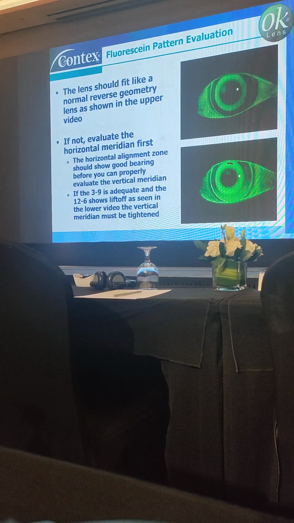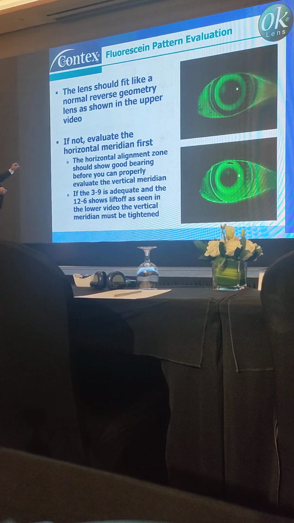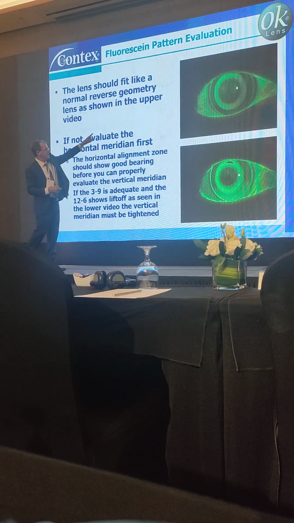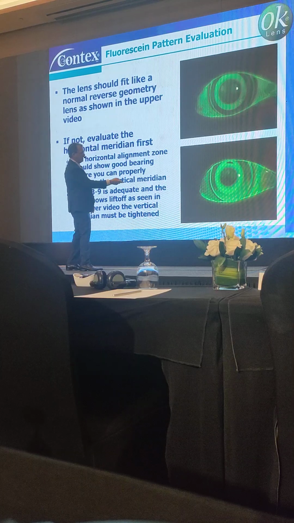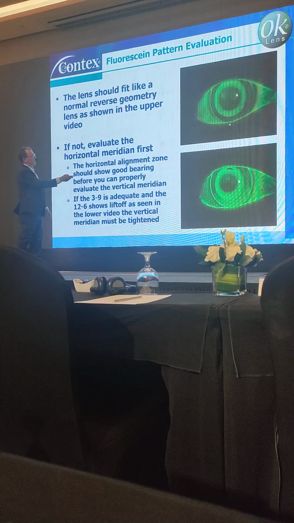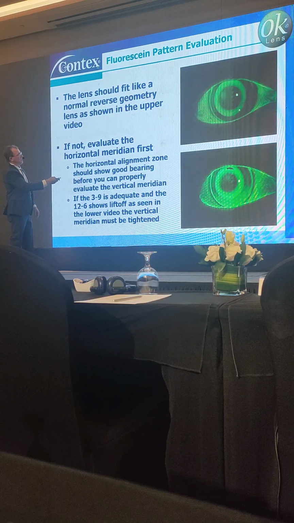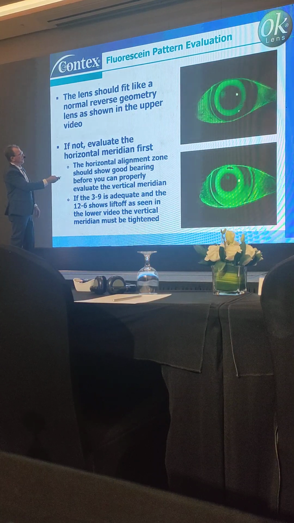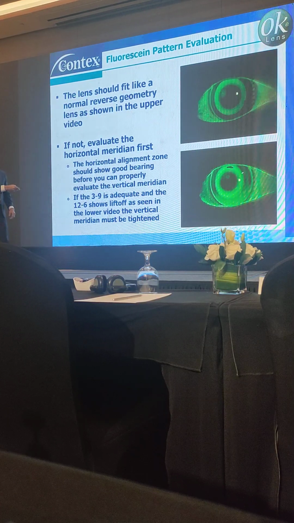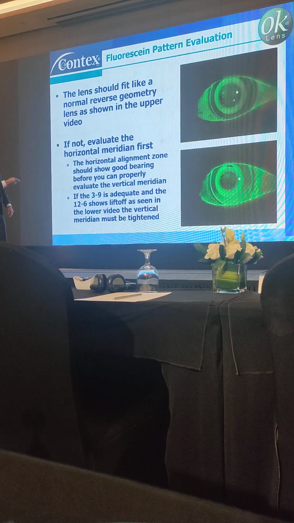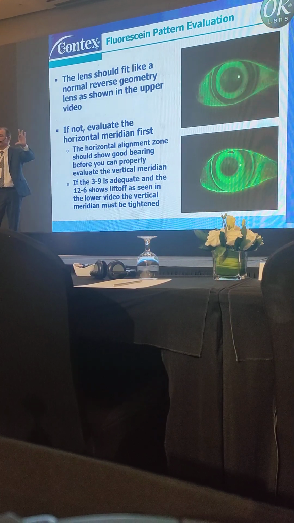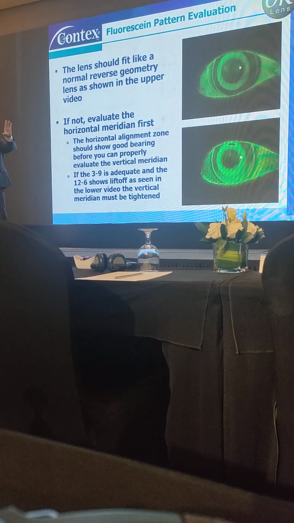So this is just showing that the lens should fit like a normal reverse geometry. This is the same cornea, the same eye, and you can see the cornea there. And this is the toric lens on there. See the black dot right there? I don't think that's the black dot actually. But this is a spherical lens. So you can see the same cornea; once you have a toric lens on there, it should look like a spherical lens.